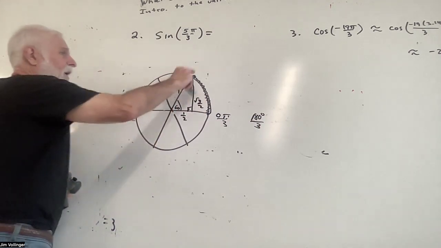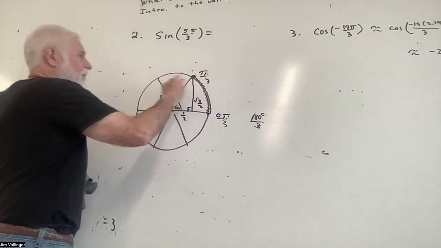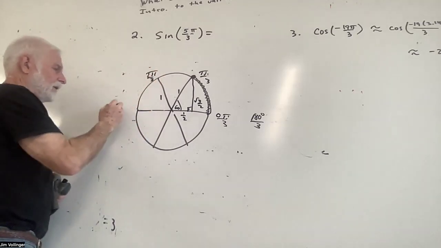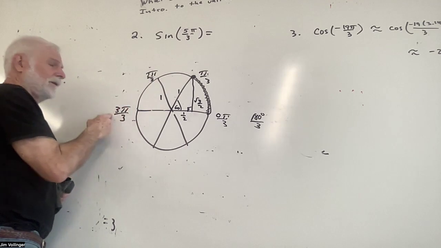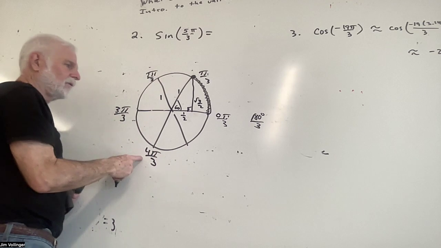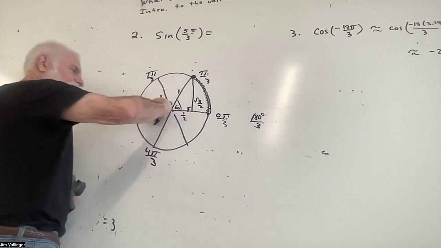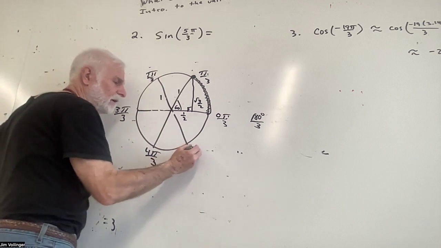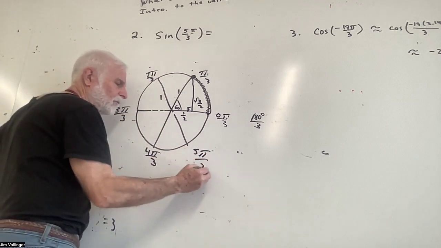But I'm not at pi over 3. No, I'm at not 2 pi over 3, not 120 degrees, not 3 pi over 3, not 180, not even 4 pi over 3, not 240 degrees. No, I didn't go 240 degrees. I actually went 300 degrees, 5 pi over 3.